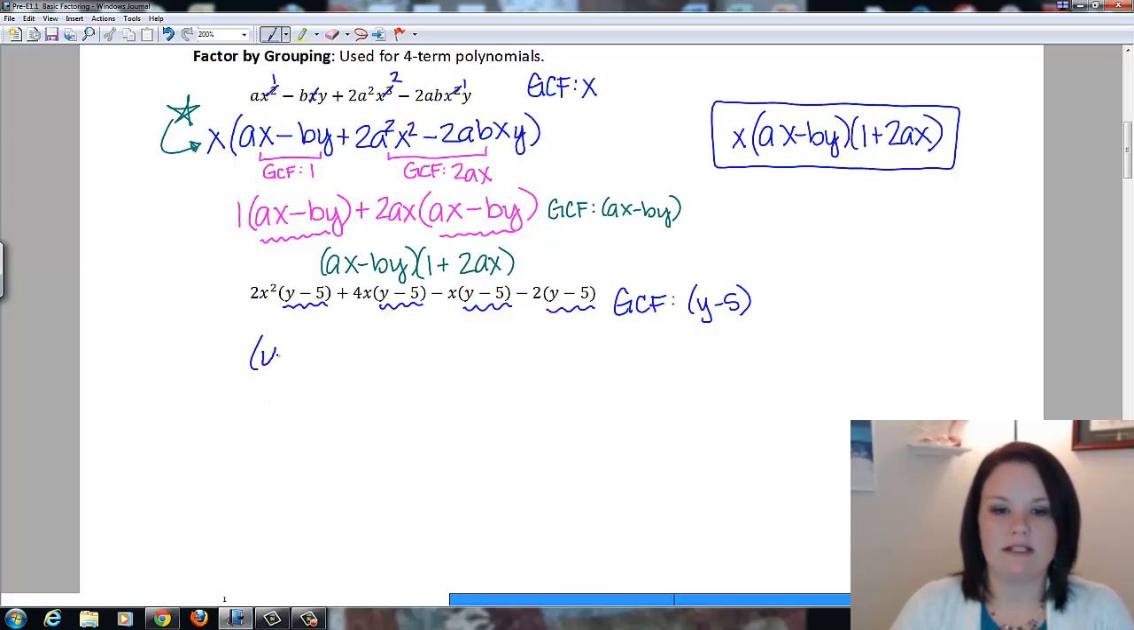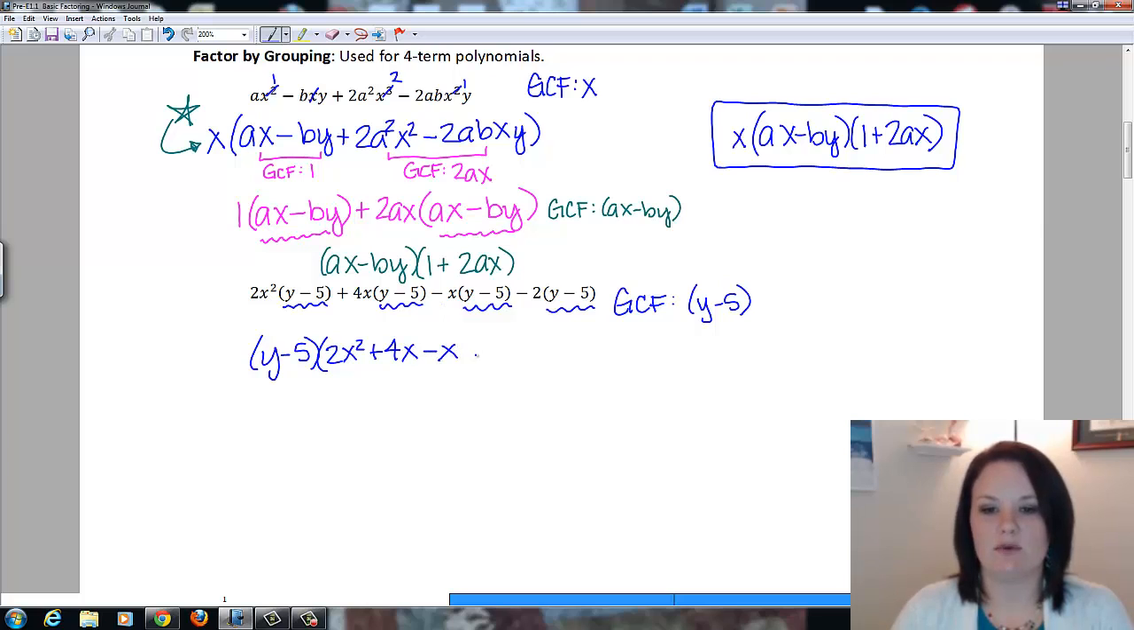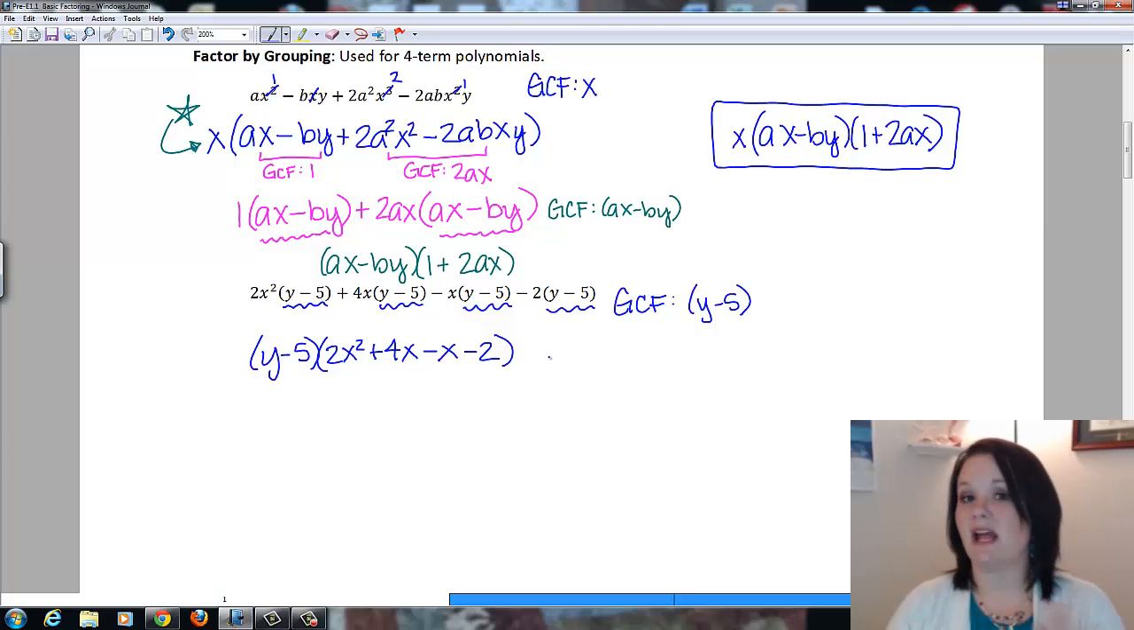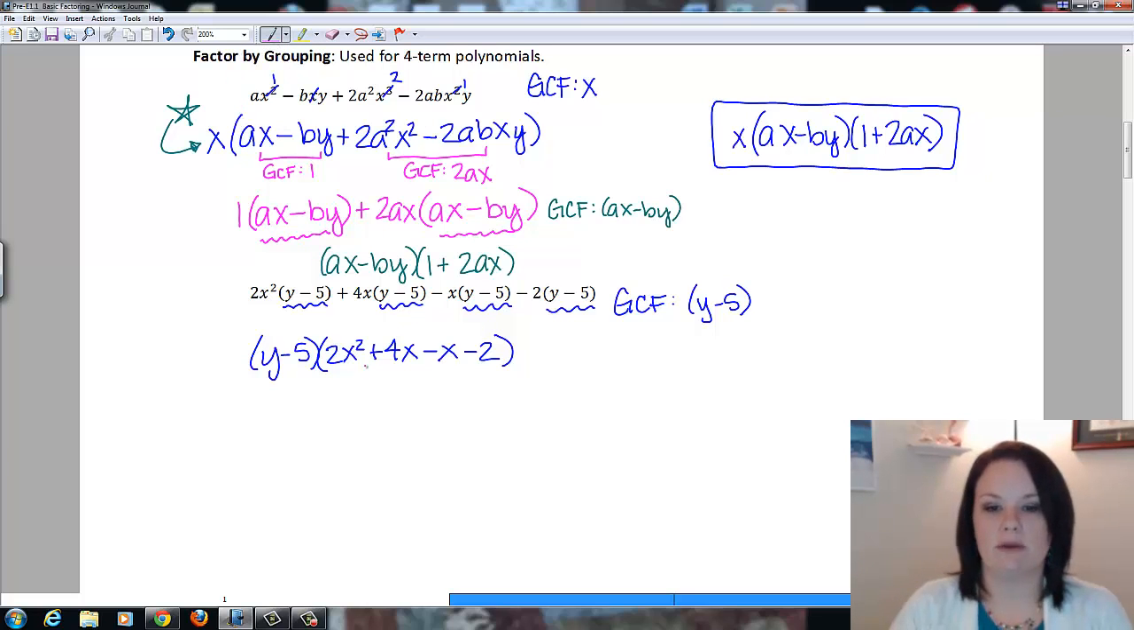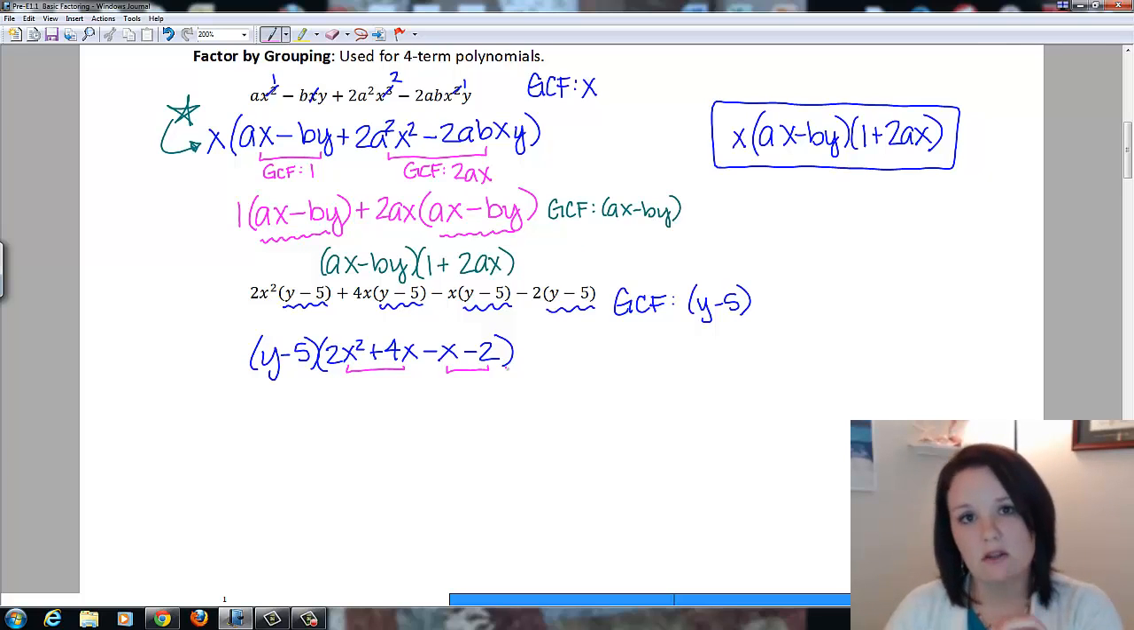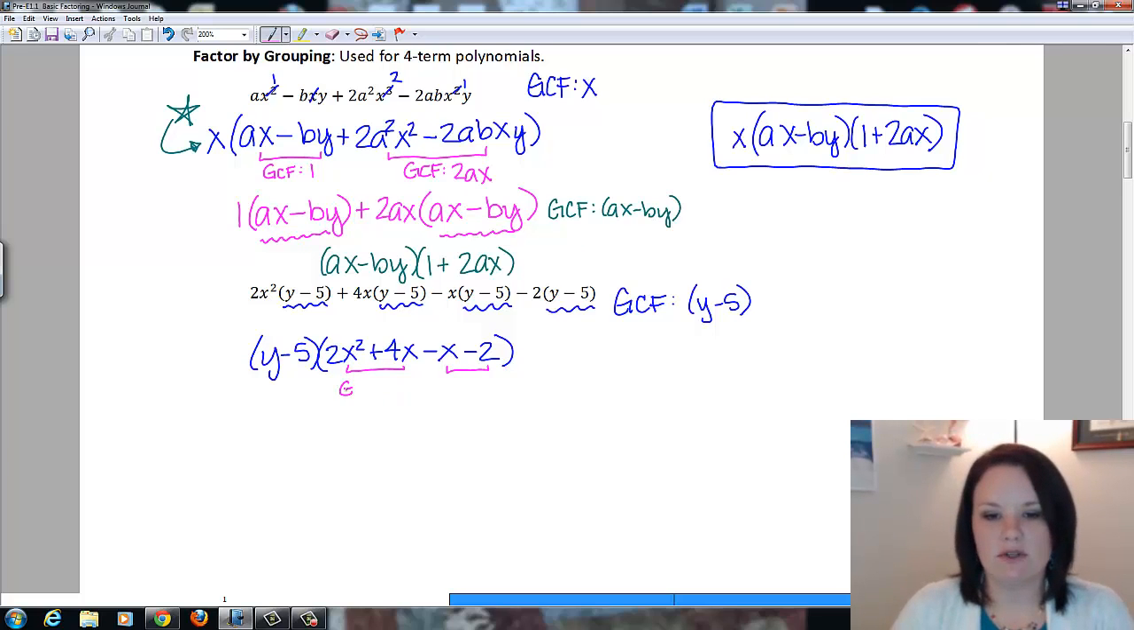If I take out the quantity y minus 5, my first term is going to be left with just this 2x squared. My second term is going to be left with 4x. My third term will be left with just negative x, and my fourth term left with just negative 2. So now I have it down to 4 terms that have nothing in common, so now I can go ahead and group. When I group, I'm just pairing 2 terms at a time and looking for greatest common factors within those pairings.